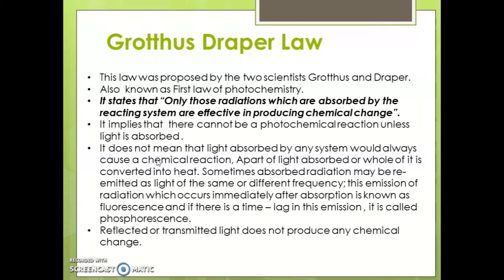Light is necessary for a photochemical reaction to proceed. A part of the light absorbed, or the whole of it, may sometimes be converted into heat, or the absorbed radiation may be re-emitted as light of the same or different frequency. That is, light absorption by any reacting species will not always cause a chemical reaction.